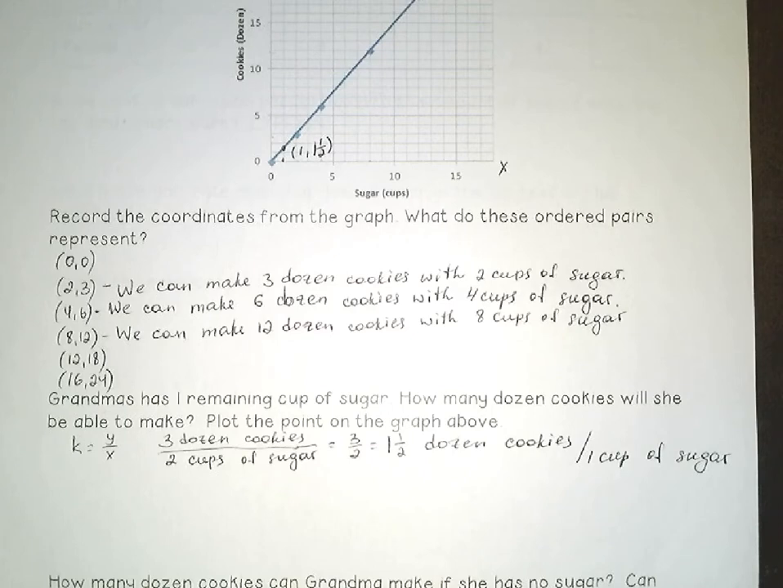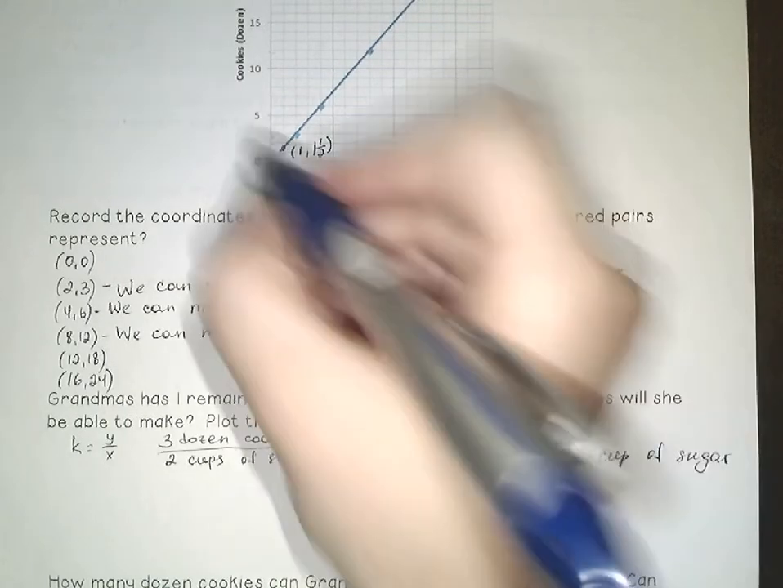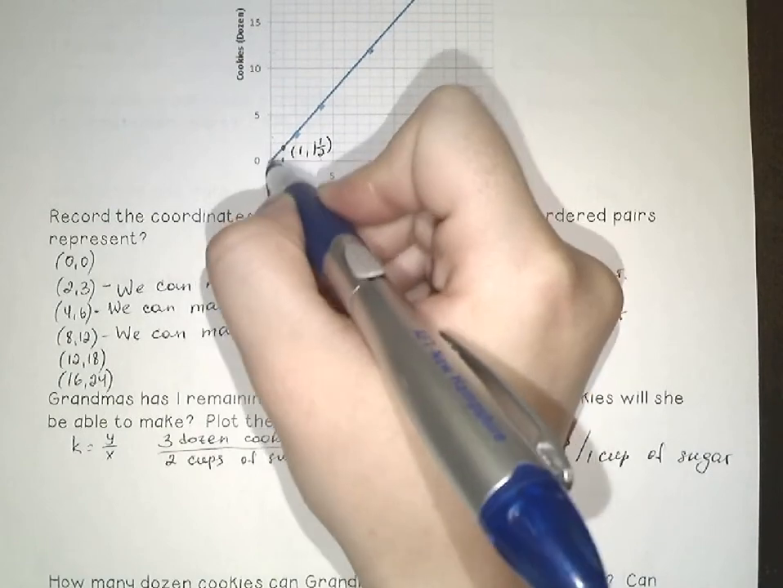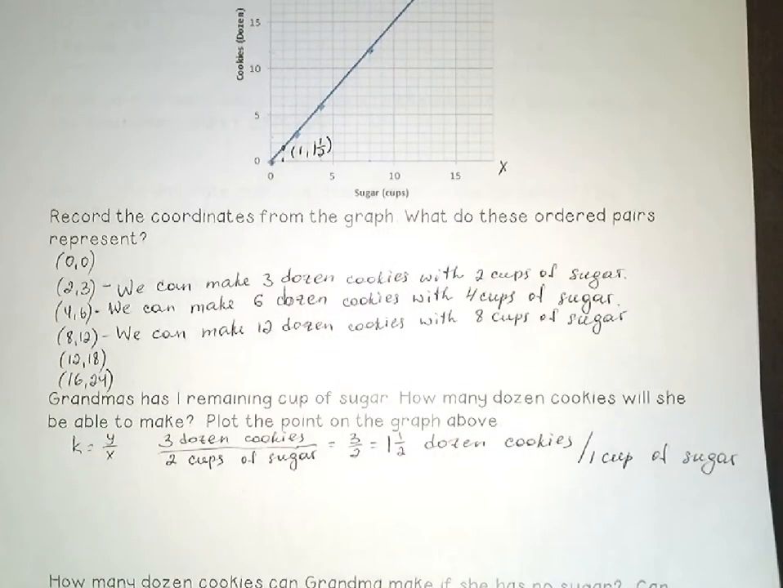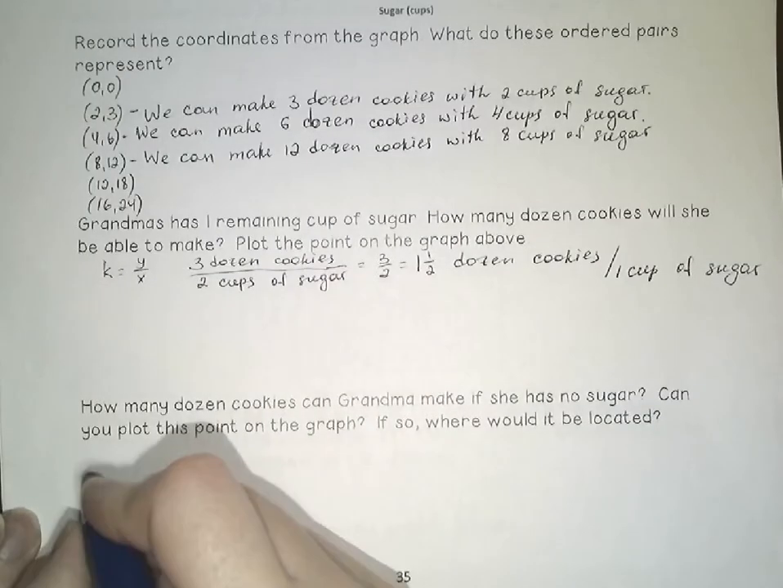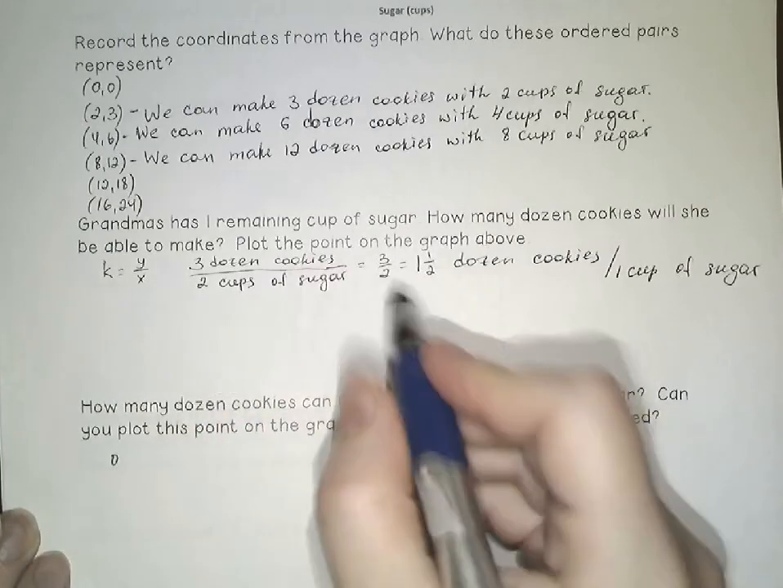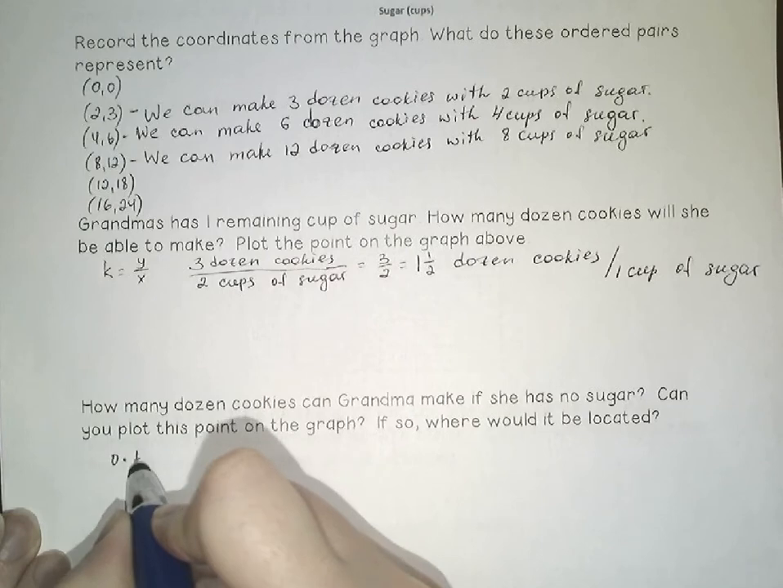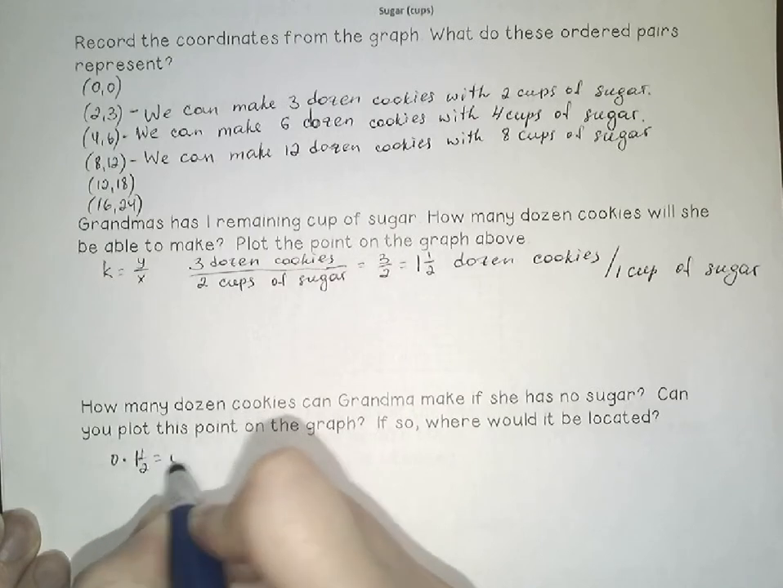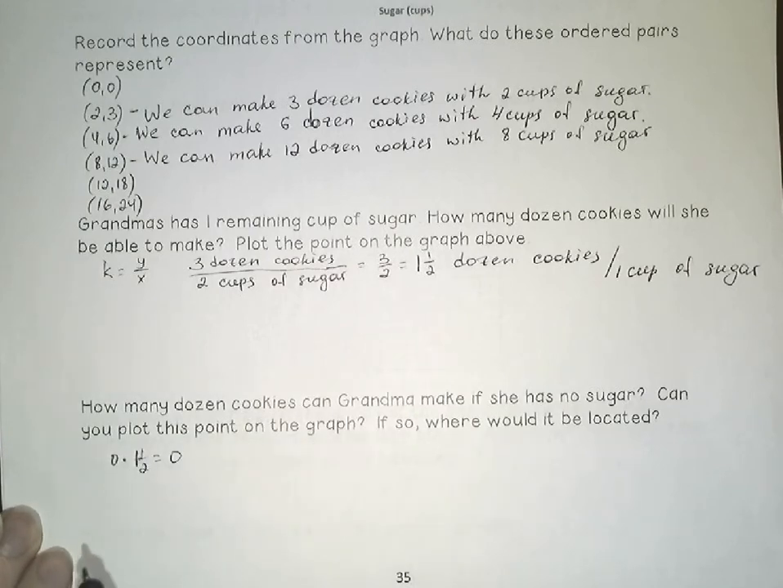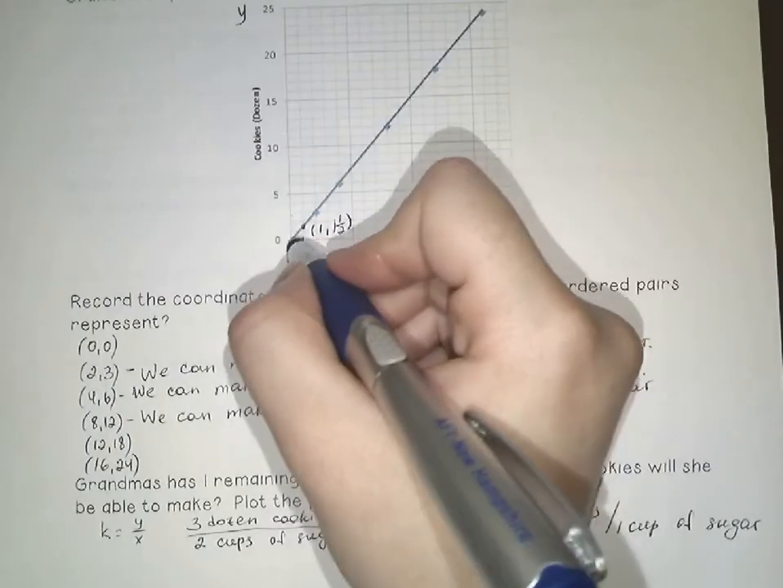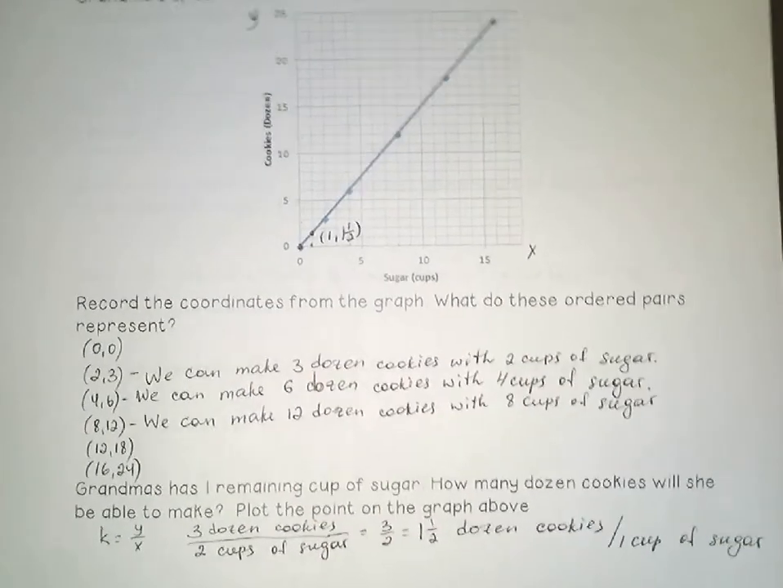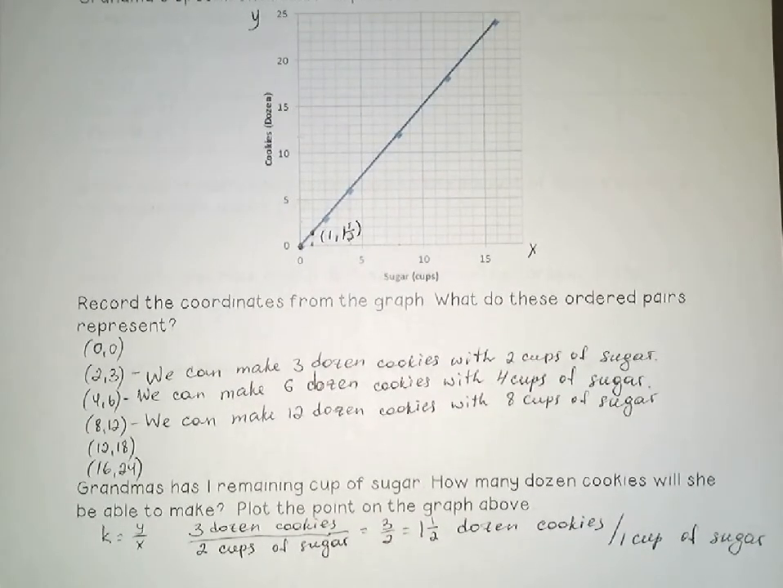Okay, and how many dozen cookies can grandma make if she has no sugar? On the graph, no sugar is 0. So if I multiply 0 by my unit rate, which is the constant of proportionality, 1 and 1/2, I will still have a 0. So that 0, 0 right here tells us that we cannot make any cookies without sugar.